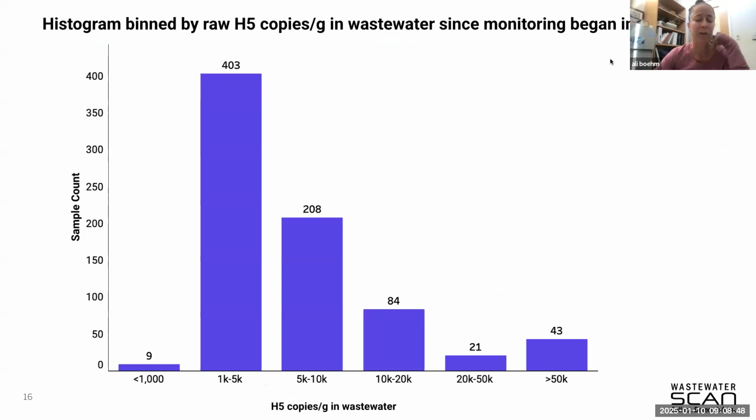This histogram shows the concentrations that we are seeing of the H5 marker in copies per gram. Our detection limit is about 1,000 copies per gram. And you can see that more than 50% of the samples are right around the detection limit, very low levels. And then there are a handful or more, dozens, that are at very high levels.